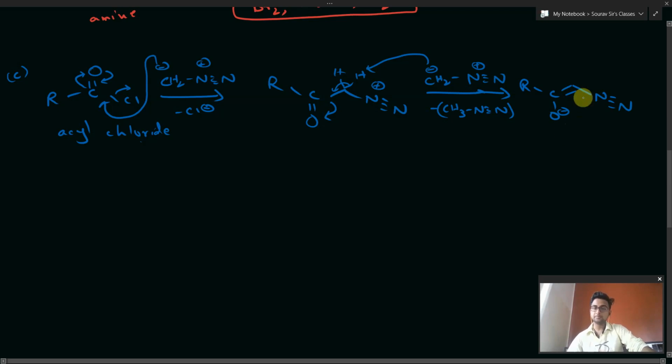Now what would happen is this N2 will be released from the system. This minus charge will be falling over here, this minus charge will be going over here, and this N2 will be released from the system, forming a special species known as a carbene.